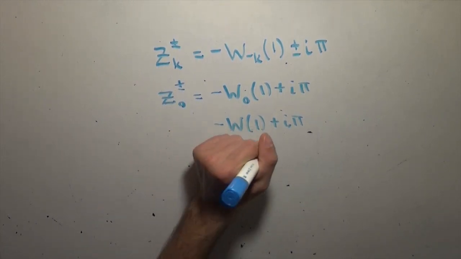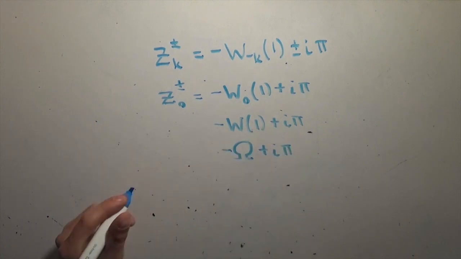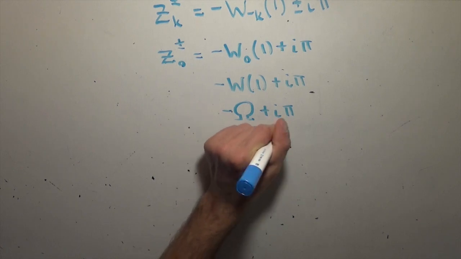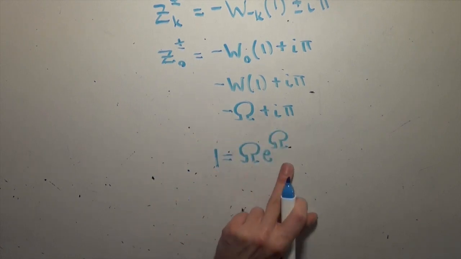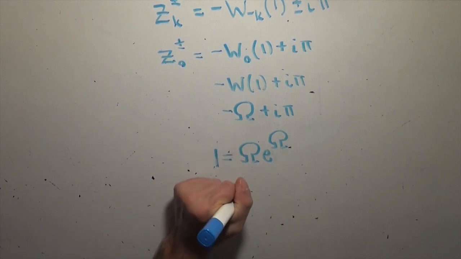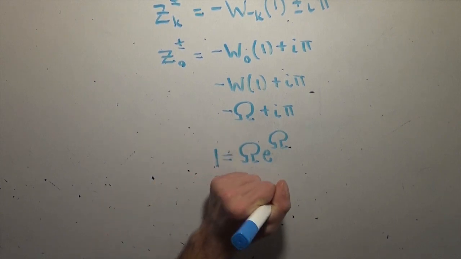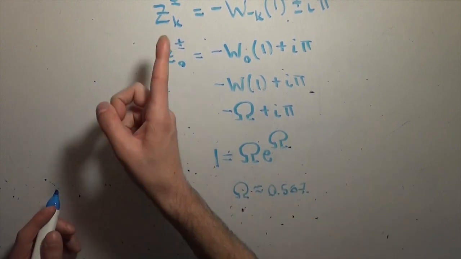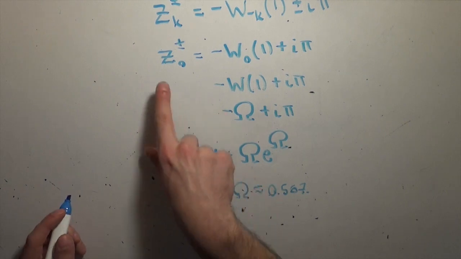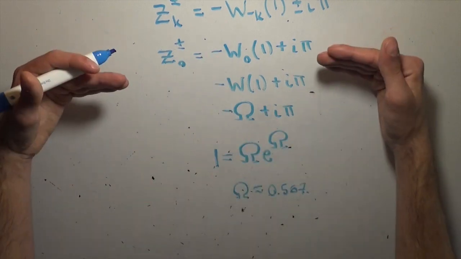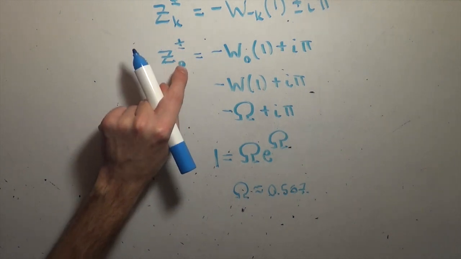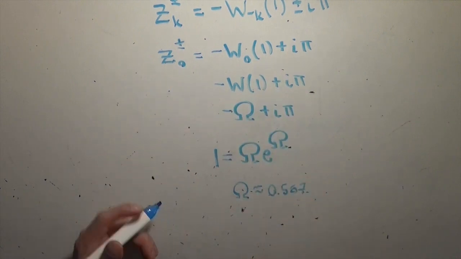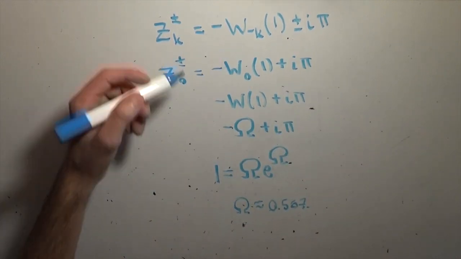It's the number that solves this equation. It's the single real number that solves this equation, right? It's 1 equals omega times e to the omega, and omega is that number. So omega is about 0.567, right? And negative 0.567 plus iπ puts this number, z0 plus, squarely in the upper half of the plane. But if we do z0 minus, we get negative 0.567 minus iπ, which puts us in the lower half. So z0 plus is in there, and z0 minus is not.